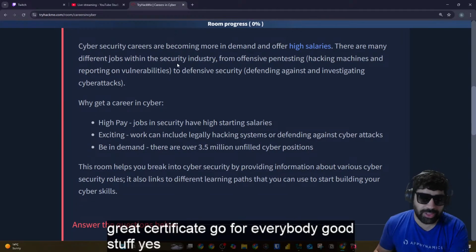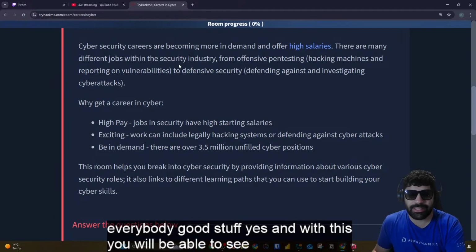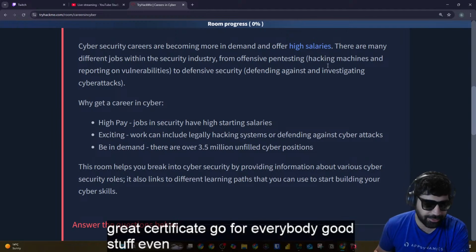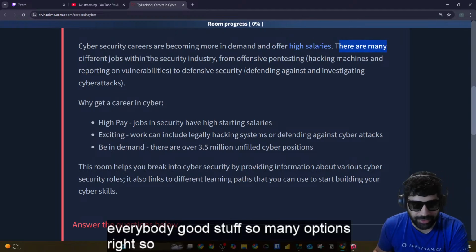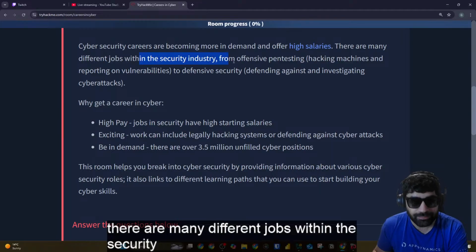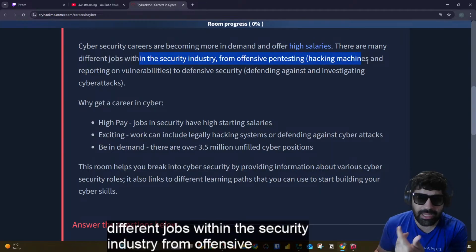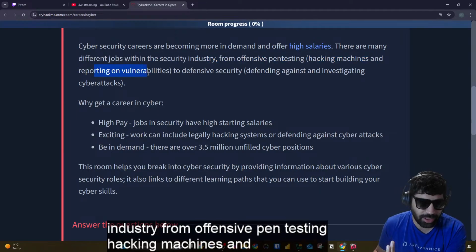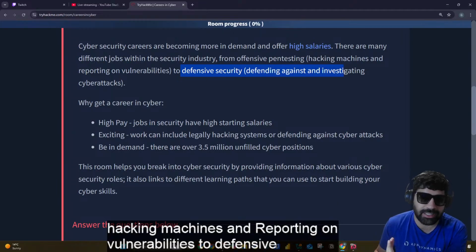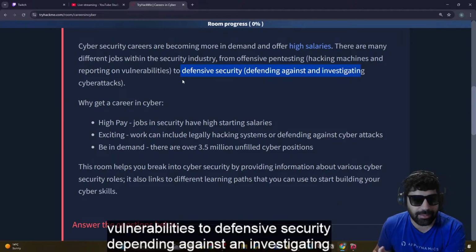Yes, and with this, you will be able to see which one to take, right? With penetration testing, even in the red team, you have so many options. So there are many different jobs within the security industry, from offensive pen testing, hacking machines, and reporting on vulnerabilities, to defensive security, defending against and investigating cyber attacks. Why get a career in cyber?